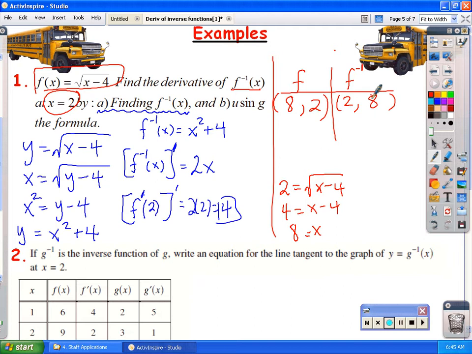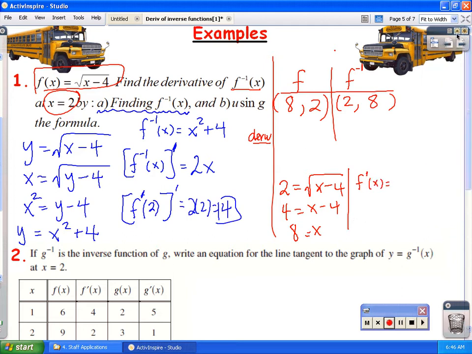Okay, the next thing that I'm going to do is find the derivative of f. Now all this does is it prevents me from having to actually find the inverse function and then find the derivative. So I'm going to find the derivative of the original function f. To do that, I have the original function is, look up at the top, x minus 4 to the 1/2 power. So I'll have 1/2 of x minus 4 to the negative 1/2 power.